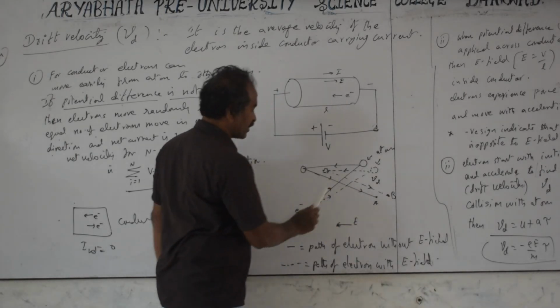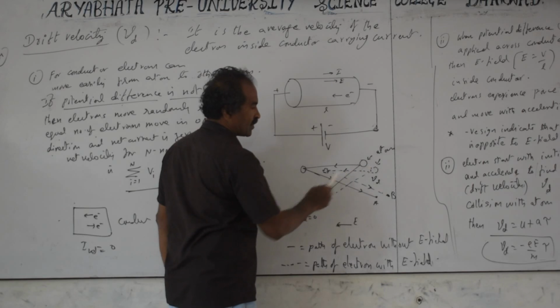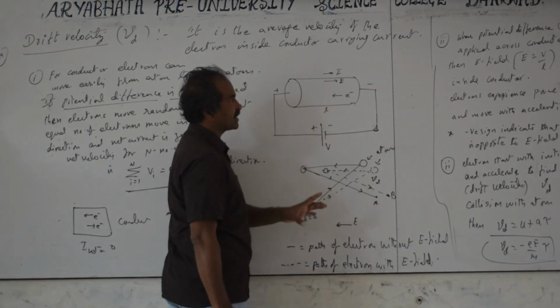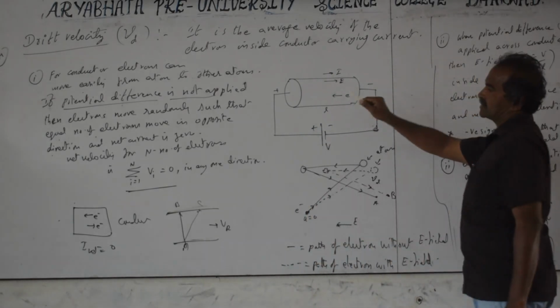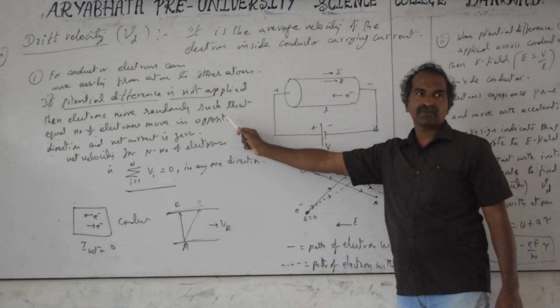So the time interval between these two successive collisions is called the relaxation time, represented by the symbol tau. And when potential difference, second case, this is without electric field applied, without potential difference applied.